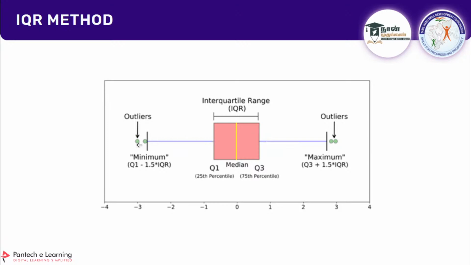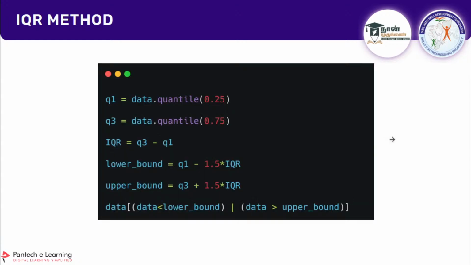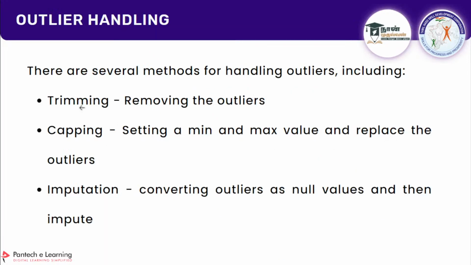If it is lower than this value, it will be much lower, so I'm going to replace it with the lowest value. If it is higher, for example, I can replace this 200 with 100. I can set a maximum value, and whatever is greater than that, I can replace it. So that's what capping will do.